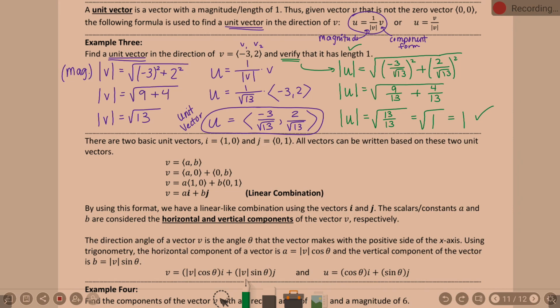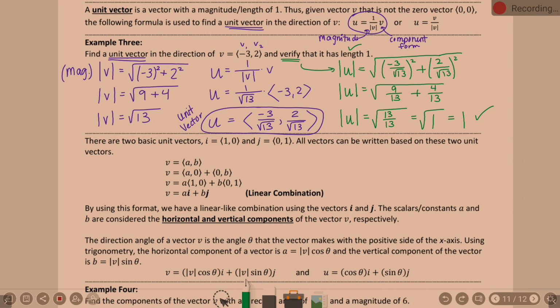As we look at this component form here, where we have the V1 and the V2, that is your most common way to write a vector. However, we're also going to talk about a slightly different way to write it, which is using our unit vectors and doing a linear combination.